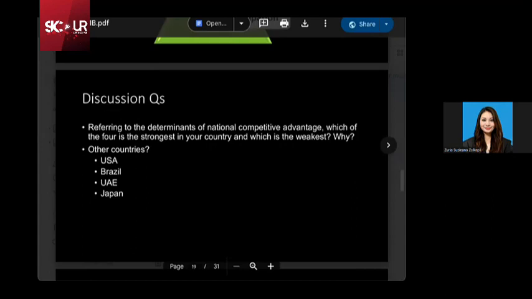For UAE, their economic system is... your friend stated here. Okay, UAE, this one is in Malaysia. Okay. Thank you, Fun Yin Teng. Okay, I'm going to discuss it after.